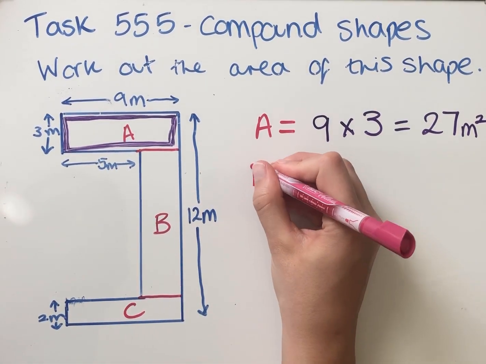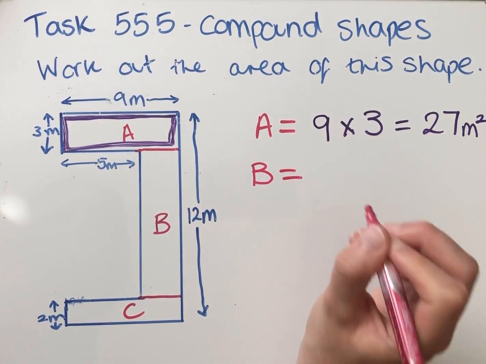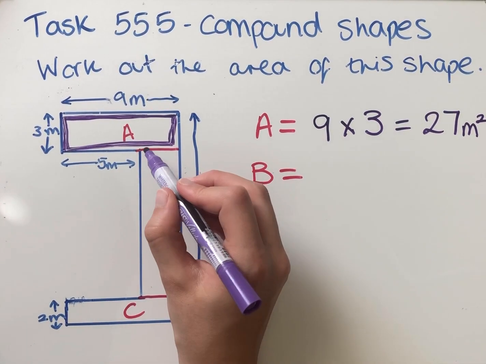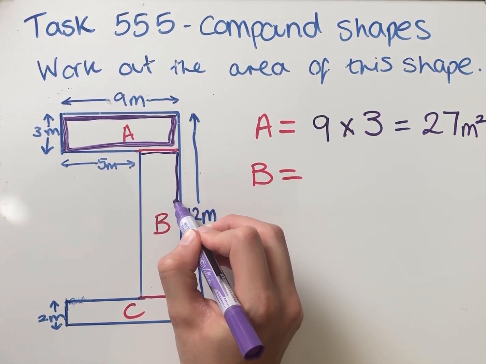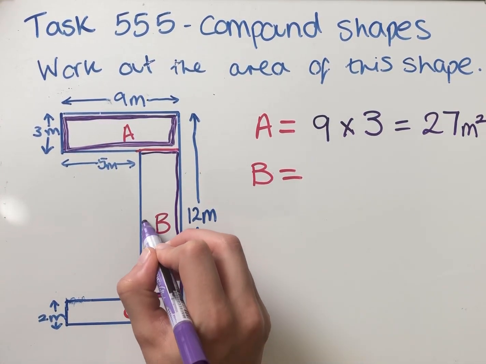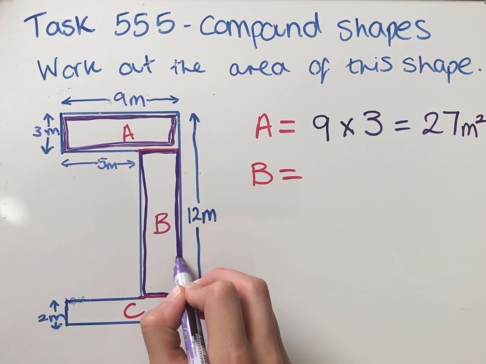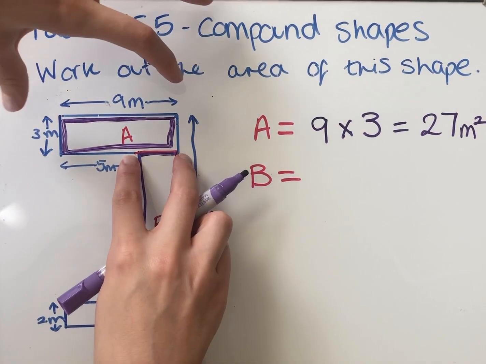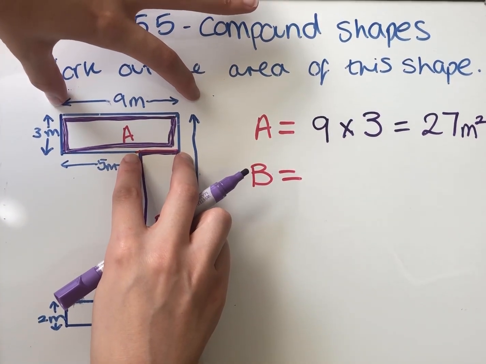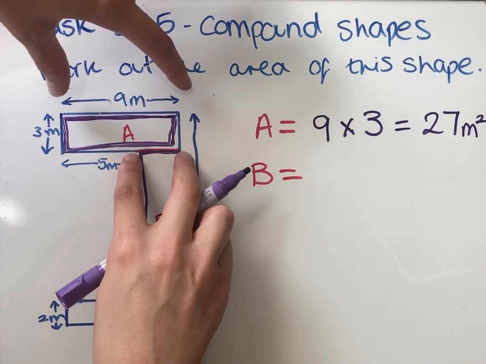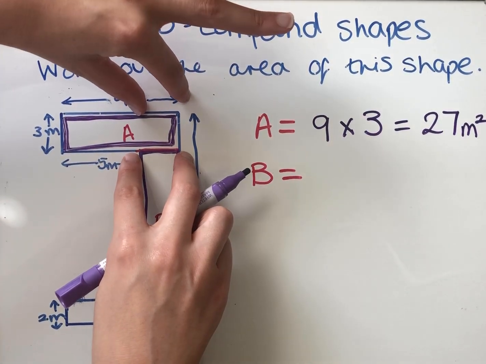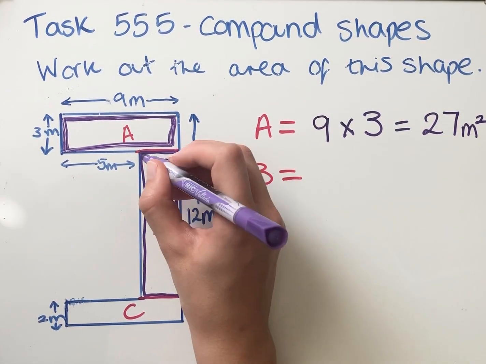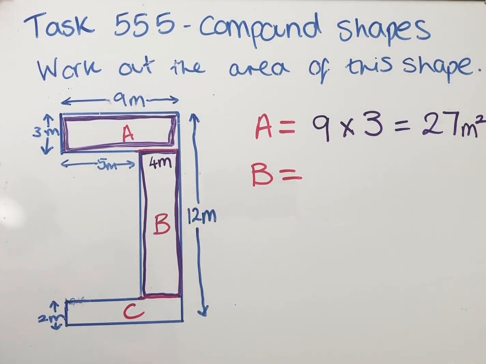We're now going to move on to B. Now B is a bit more complex because we don't actually have the length and the width straight away. So I'm going to just trace it out. That's my width. There's my length. So my width and my length. So here's my width. Now if this whole bit is 9 and this little bit here is 5, if I do 9, take away that 5, I'm left with that bit, which is 4 meters. So this length here is 4 meters.